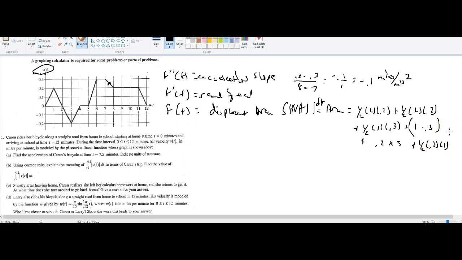So here we go. We're going to do some mathage. Okay, so I've got 2 plus 0.2 plus 0.15 plus 0.3 plus 0.6 plus 0.1, and I get 1.55.